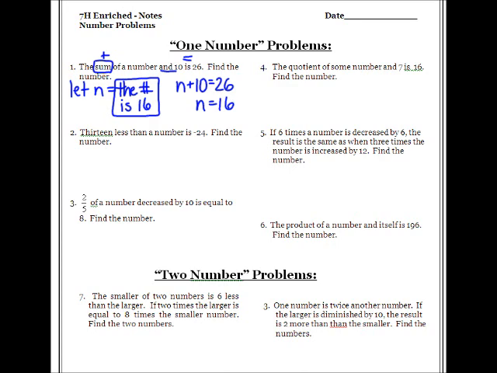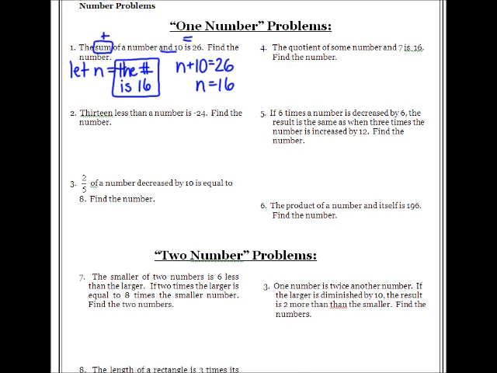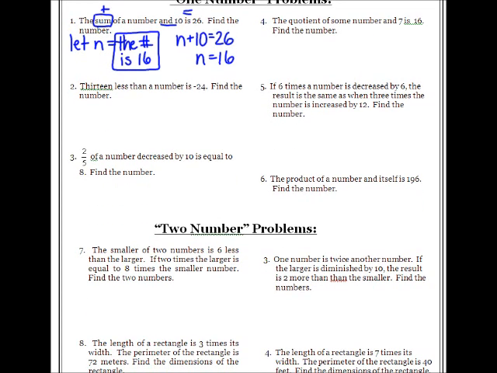All right. I will let you do 2 on your own, and I will work with you on 3. Number 3. 2/5 of a number decreased by 10 is equal to 8. Find the number. So let n equal the number. Alrighty? Now 2/5 of, that scary word of that someone asked about the other day, is times. 2/5 of a number decreased by 10 is equal to 8.